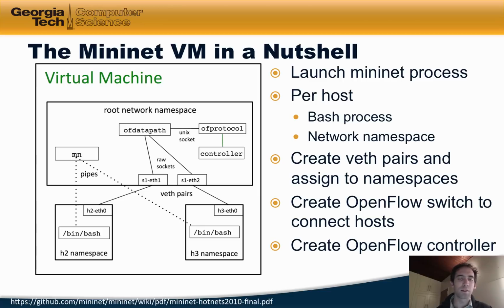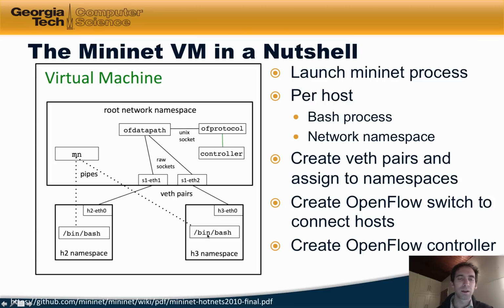So for example, let's suppose that I want to have a network with 2 hosts. The Mininet launcher would launch 2 bash processes, and then it would create a unique network namespace for each of those processes. So host 2, H2, and H3 would each have their own network namespace. And that's done with the Linux network namespaces mechanism, which is now native in the Linux kernel.